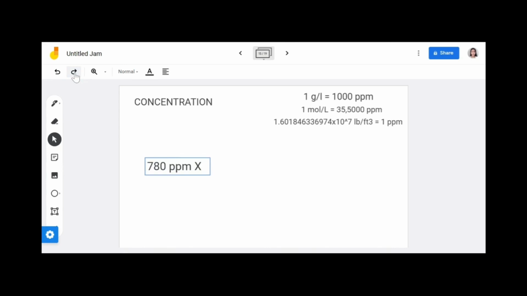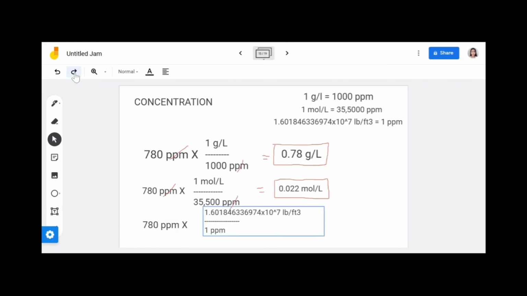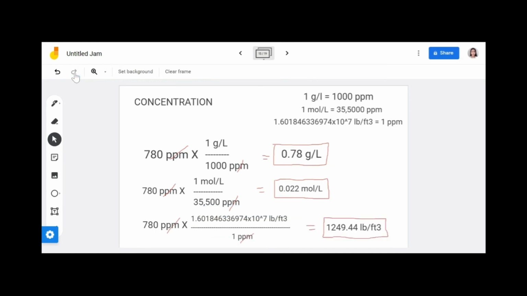The metric unit, we have 780 ppm times 1 gram per liter over 1000 ppm. Cancel the unit is equal to 0.78 grams per liter. So for the SI unit, 780 ppm times 1 mole per liter over 35,500 ppm. Cancel the unit is equal to 0.022 mole per liter. And for the last one, in English units, 780 ppm times 1.60 pound per cubic foot over 1 ppm is equal to 1249.44 pound per cubic foot.